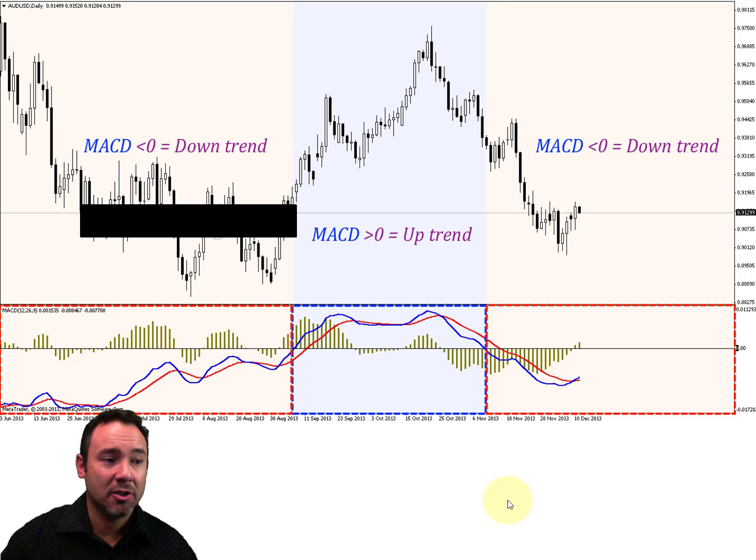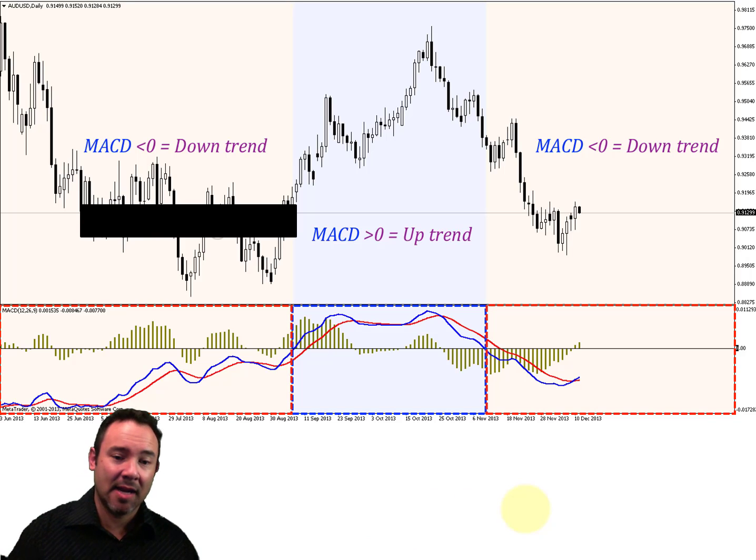This is the chart of the Australian US dollar on the daily time frame. This is something that I found online a long time ago, and I just wanted to share it with you so you have a little bit better idea of how the MACD works.